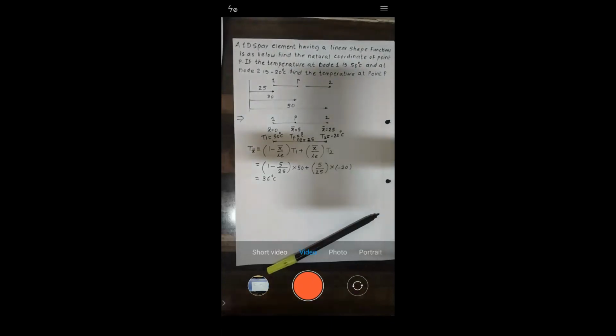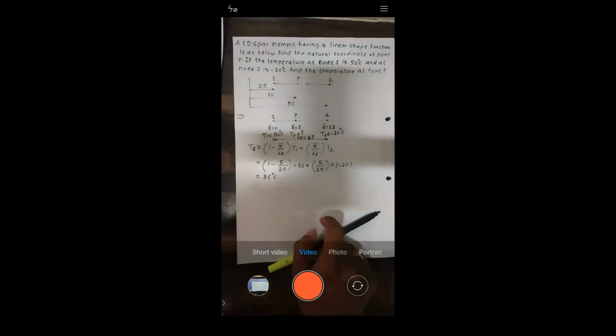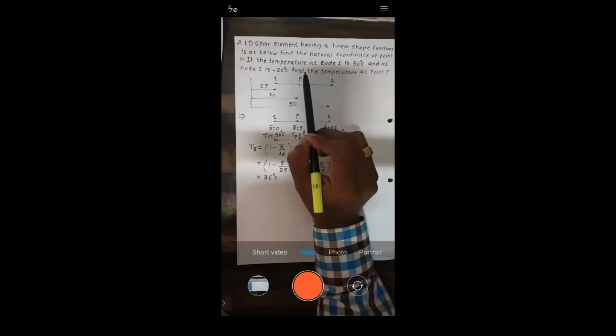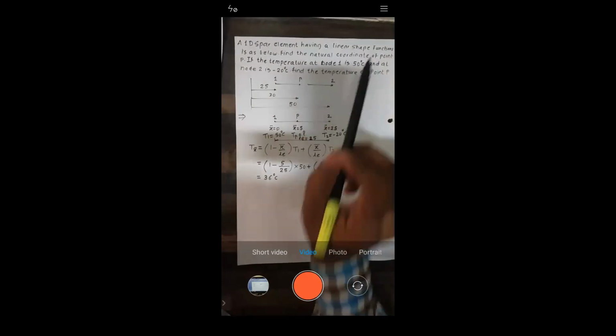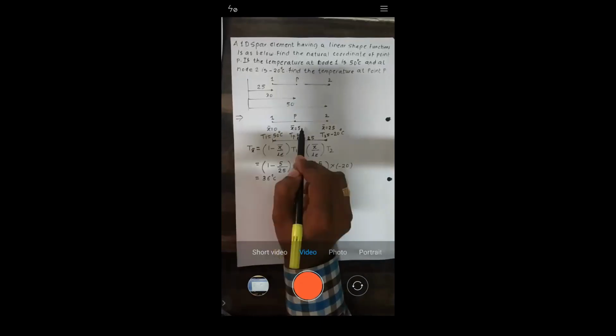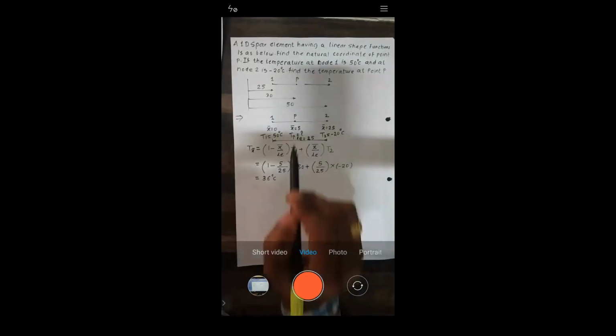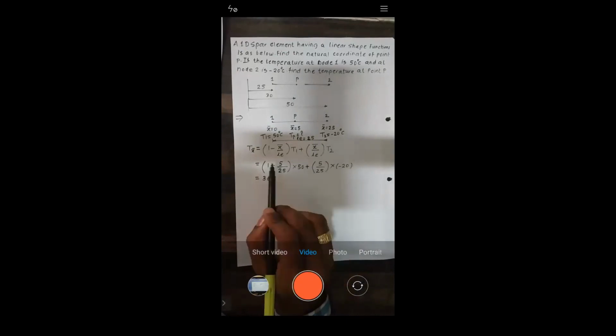See, this is the first thing which asks: find the temperature at point P. So we have calculated the temperature at point P, because at point P, what was the value of X bar? X bar is equal to 5. So those values we have put, and we have calculated the temperature at point P, that is at a distance X bar.